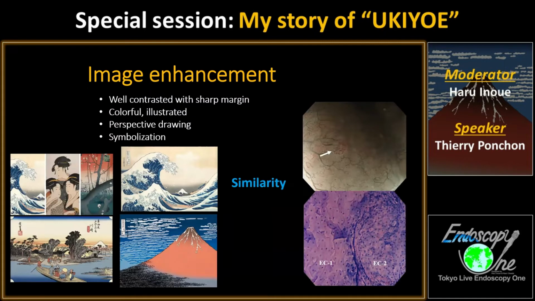I think ukiyo-e already used the technique of image enhancement. Ukiyo-e is well contrasted with a sharp margin and very colorful, like an illustration. The perspective drawing technique and symbolization were also used. It's a very similar thing to endoscopic imaging.